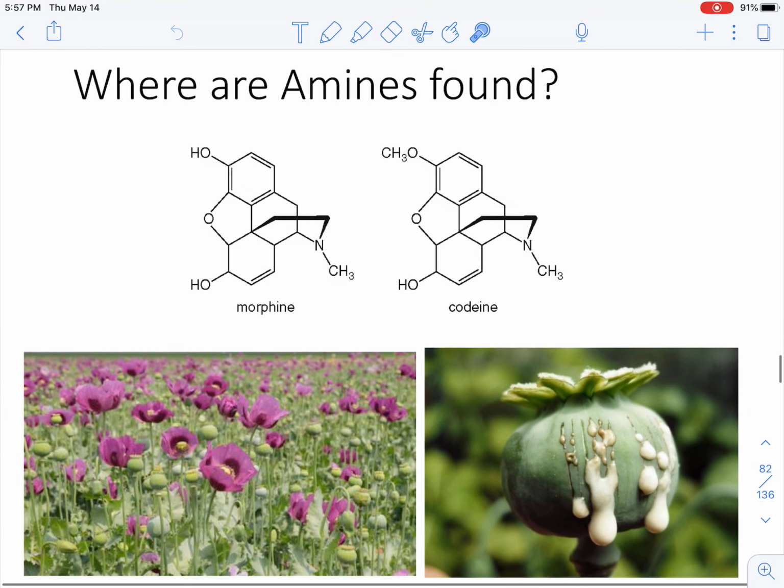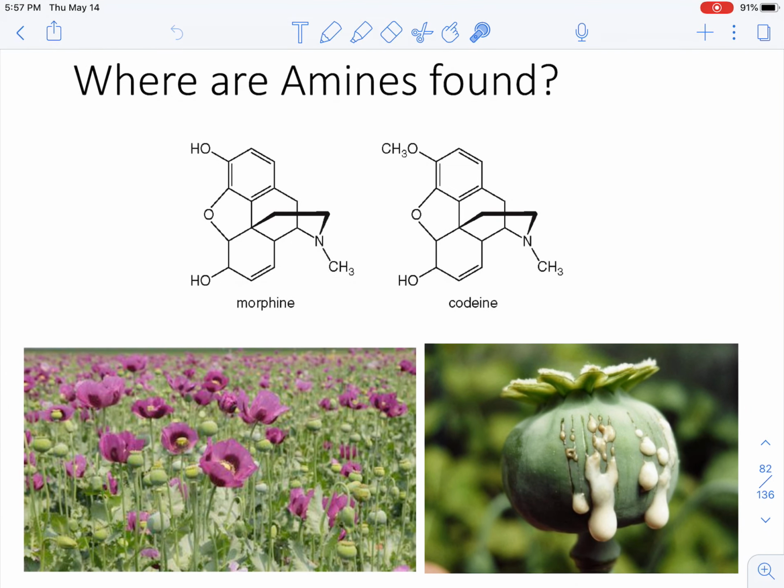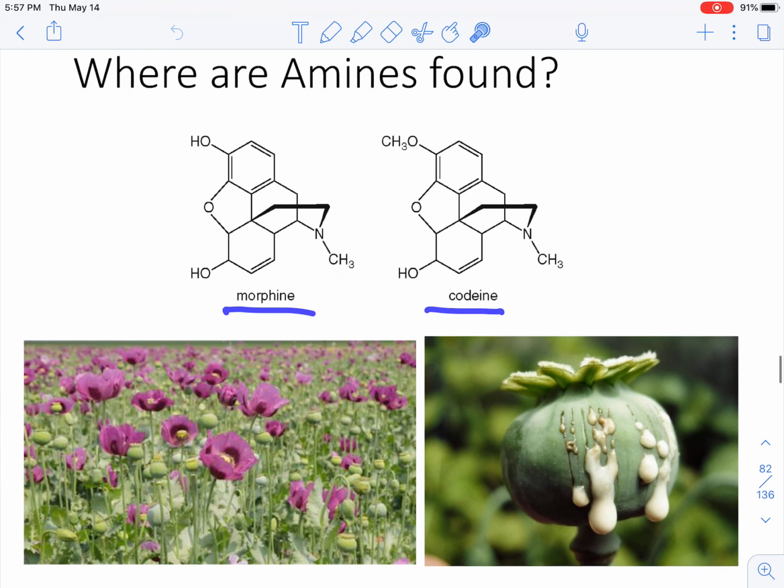So we have some functional groups that are found in morphine and codeine. For example, here we have an ether, here we have an alcohol, and here we have an amine that's part of the heterocycle. And so morphine and codeine are both found naturally occurring in the milk of poppy.